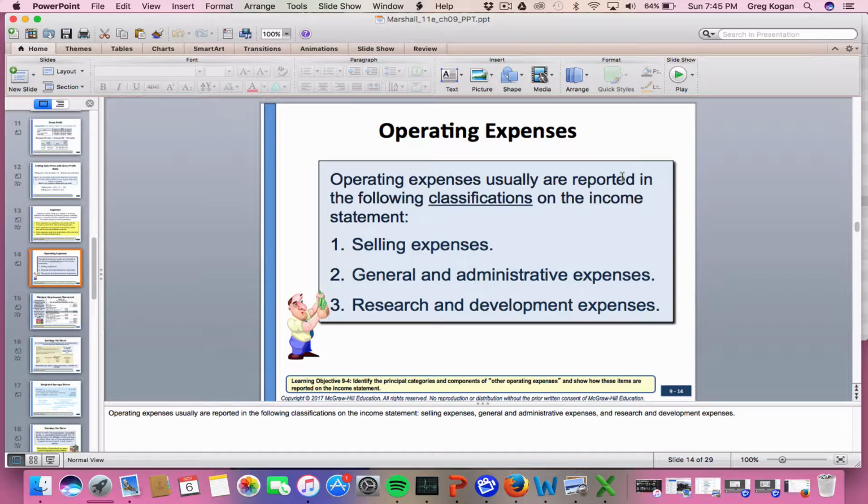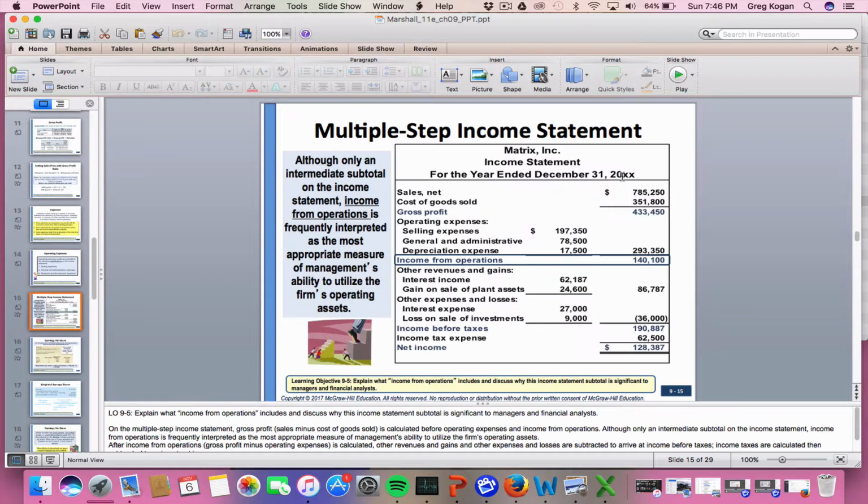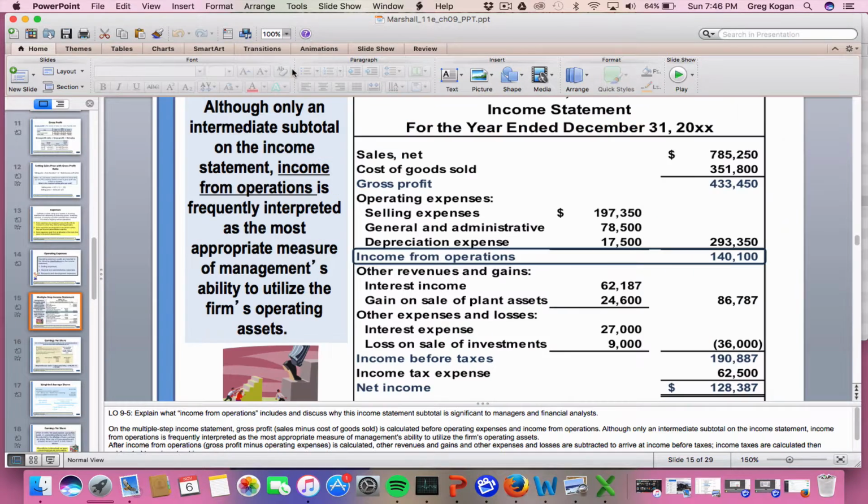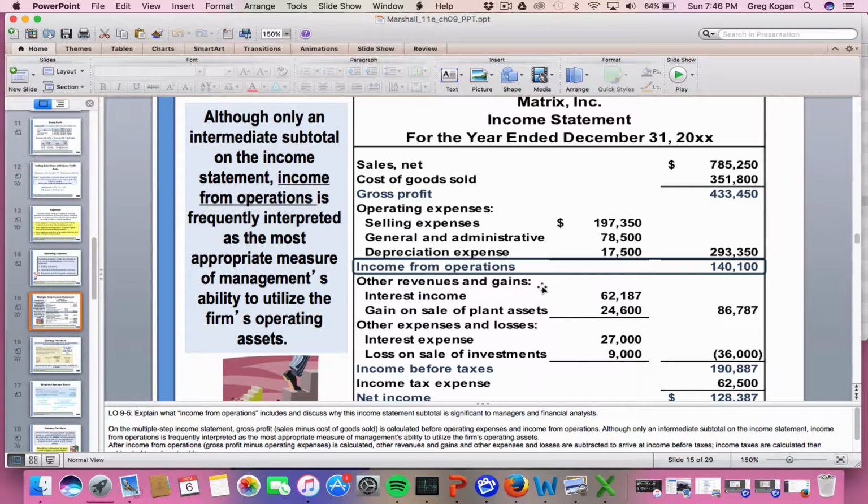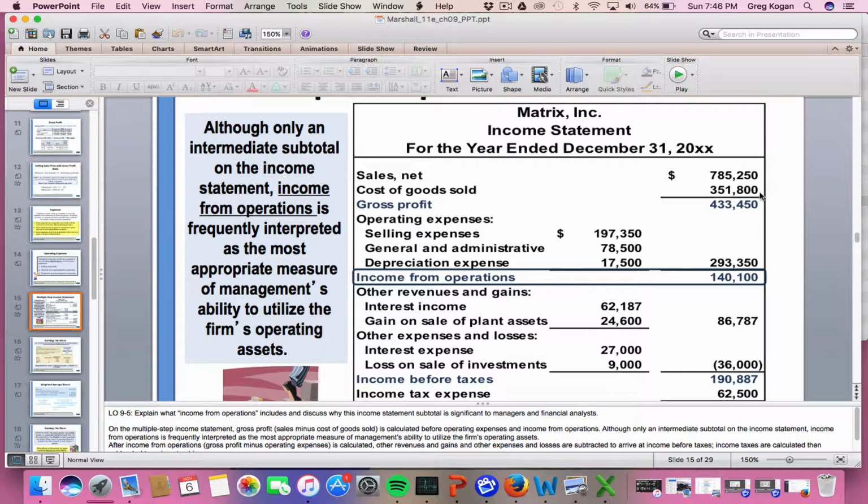Operating expenses are reported in the following classification on the income statement. We have selling expenses, general and administrative expenses, and research and development expenses. These are different expenses, and we bucket various expenses into these three categories. Notice that some of the big companies out there have very concise income statements because there's a lot of this bucketing going on.